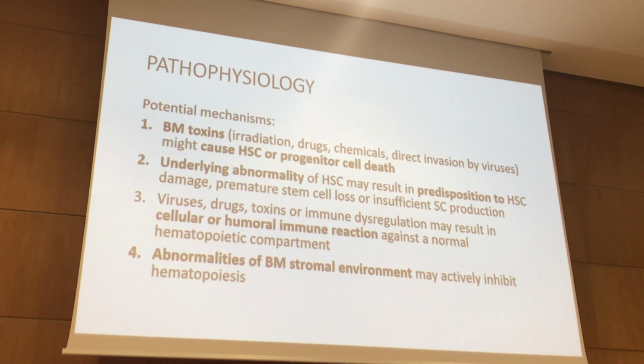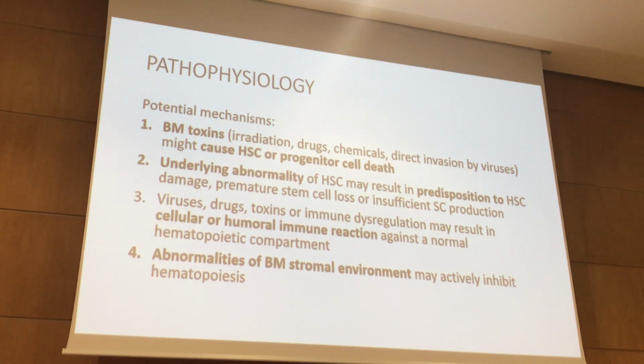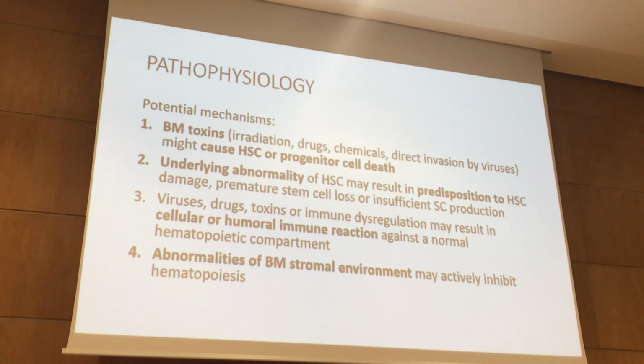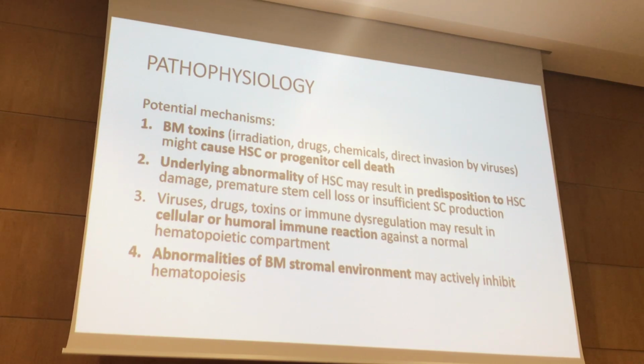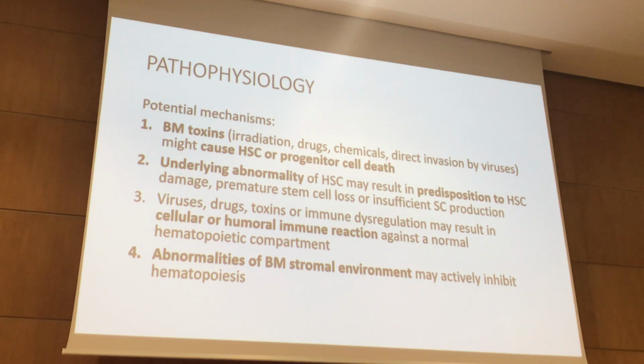So any slight attack, any slight changes in the environment may cause premature stem cell loss or destruction of hematopoietic stem cells. So there is an underlying abnormality of the existing hematopoietic stem cells. The third one, there is an immune or cellular reaction against those cells.